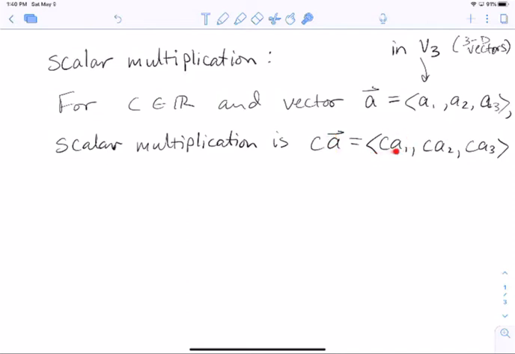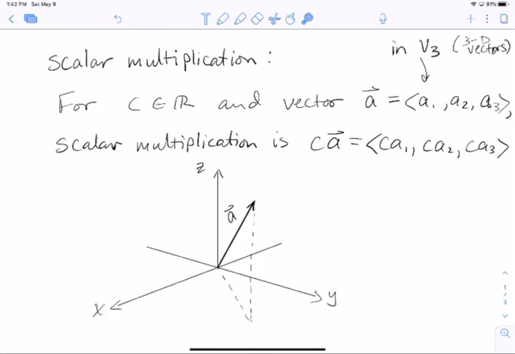Now, because of the relative sizes of the components of CA, the vector CA will point in the same direction as A. It will have a different length depending on what C is. If C is larger than 1, then it will be longer than A. If C is positive and smaller than 1, then it'll be shorter than A. And if C is negative, actually that would affect the direction.